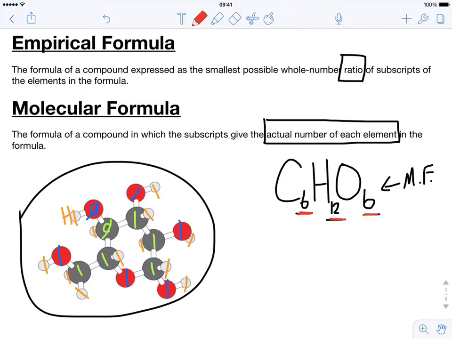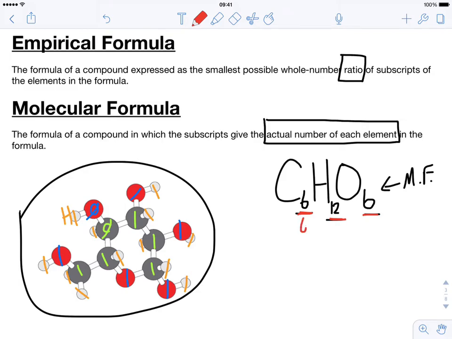If we look at the numbers 6, 12, and 6, we need to ask ourselves, is there a biggest number that goes into both 6 and 12? And in this case, there is. The number 6 is the largest number that divides into 6 and 12. If there wasn't a greatest common factor, then this molecular formula would also be the empirical formula. But since there is a greatest common factor, there's going to be a different empirical formula. So we decided that the greatest common factor is 6.